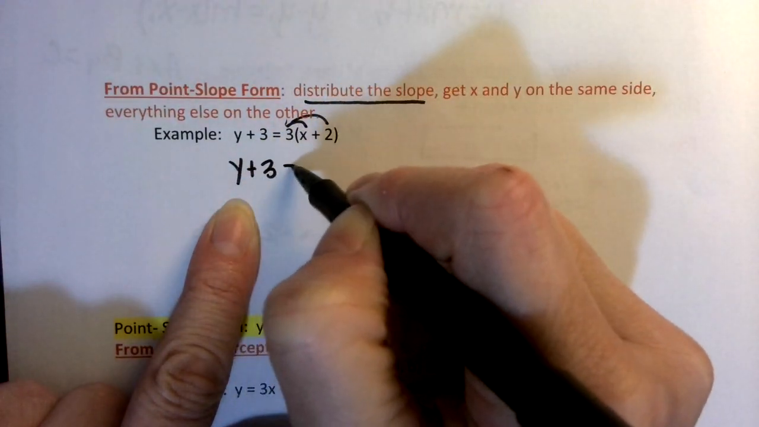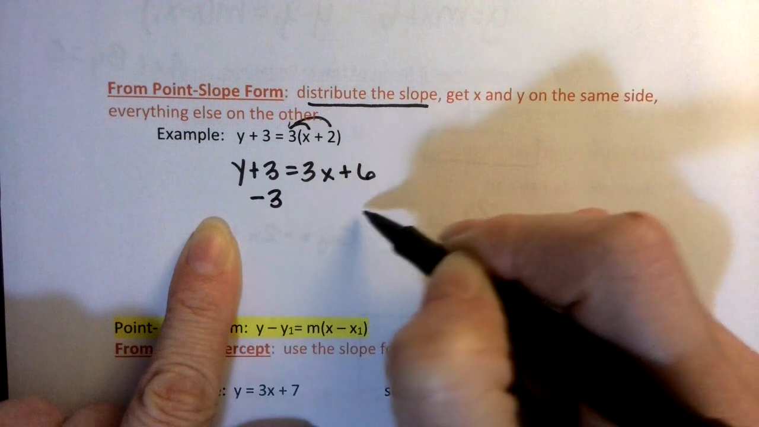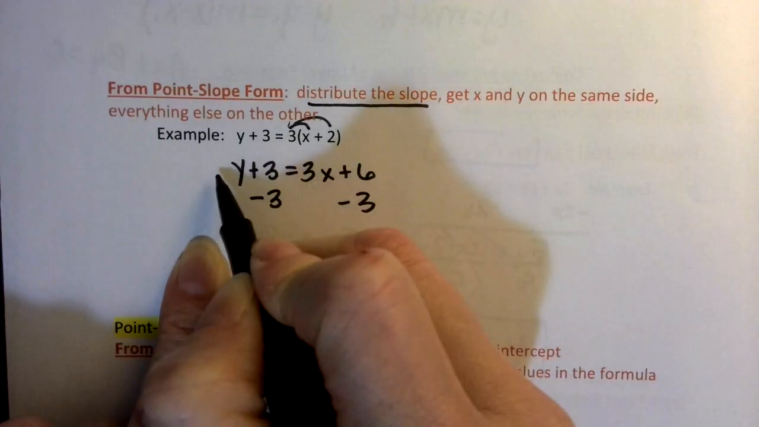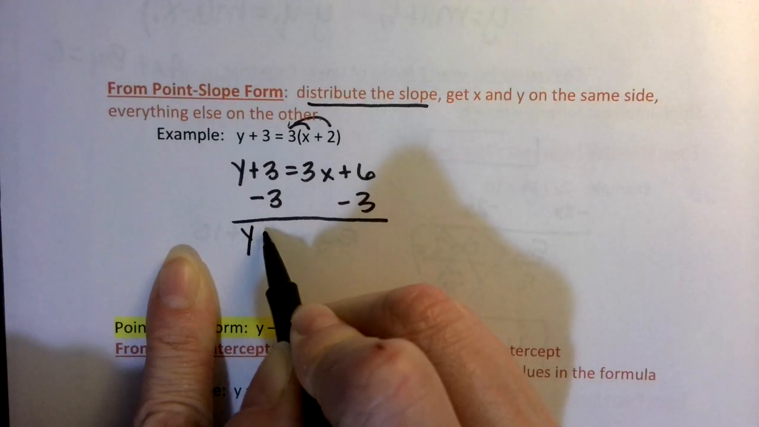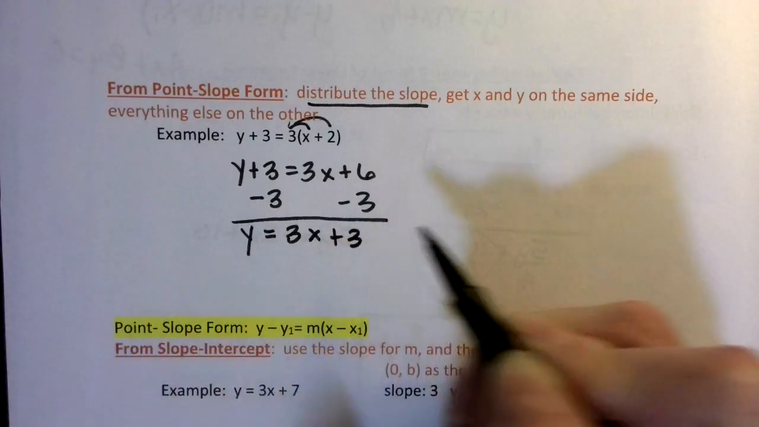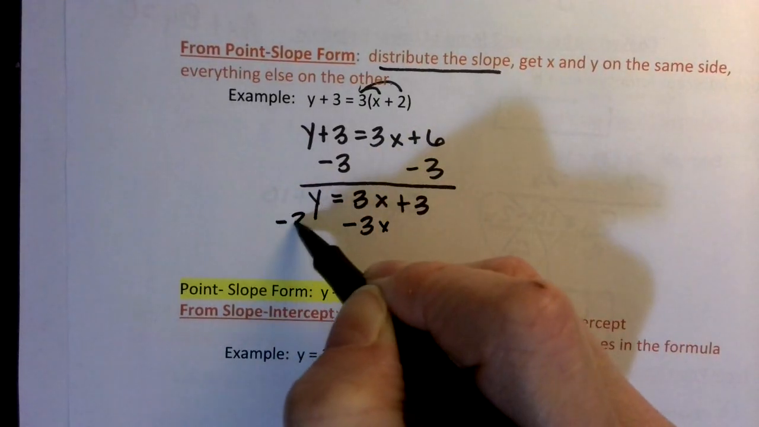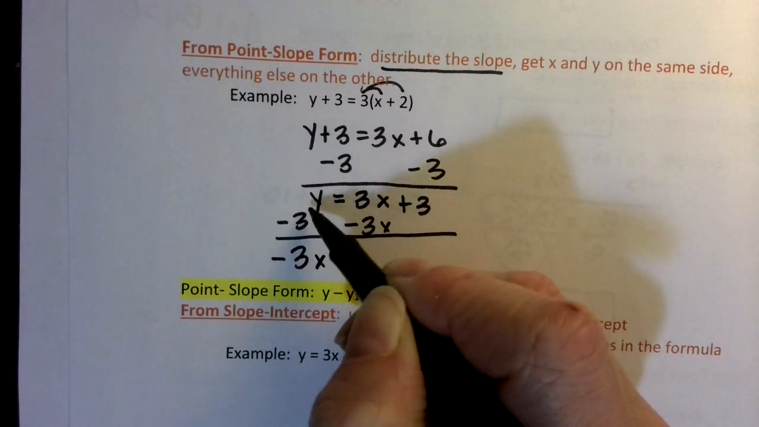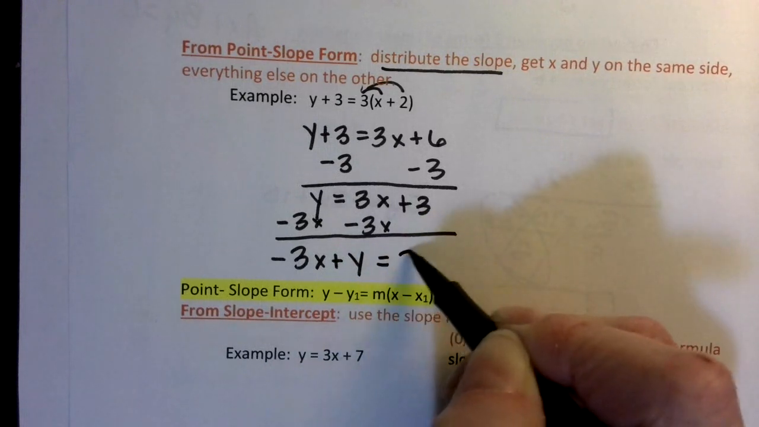So I have y plus 3 equals 3x plus 6. And then on this one, it's not a lot of extra steps. I need to get this over here, and I need that 3 to get over there. So I'll have y equals 3x plus 3. I'm sort of regretting my choice here now, because now I have to get this 3 over to the side with the y. And I end up with negative 3x. And this is a y hanging out by itself, so it'll become plus y equals 3.